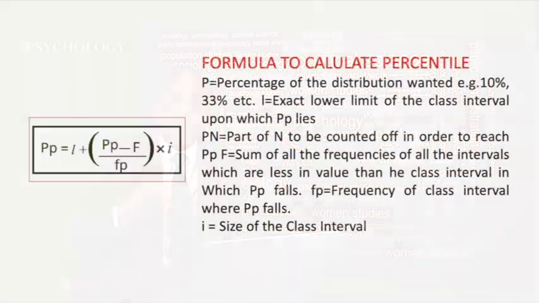Now, how to calculate the percentile? The percentile is noted by the symbol Pp. If you look at the formula, I have written a capital P and a small p at the bottom. Capital P means percentile, and the small p at the bottom tells which percentile is asked for. If I say 10th percentile, I will write P10. If I say 20th percentile, I will write P20. So this is denoted by the symbol Pp.